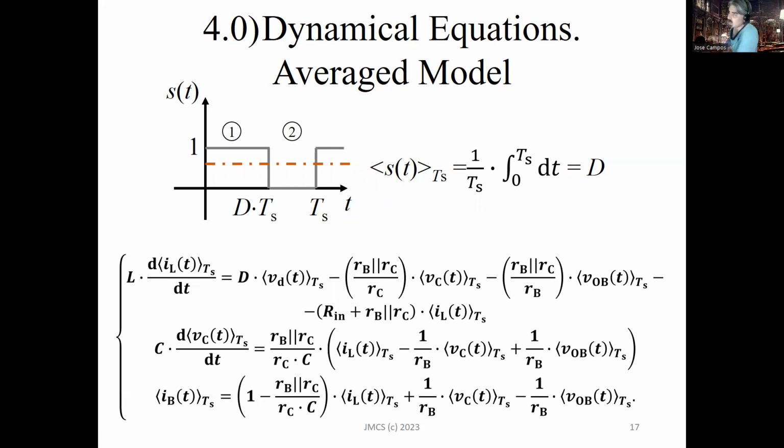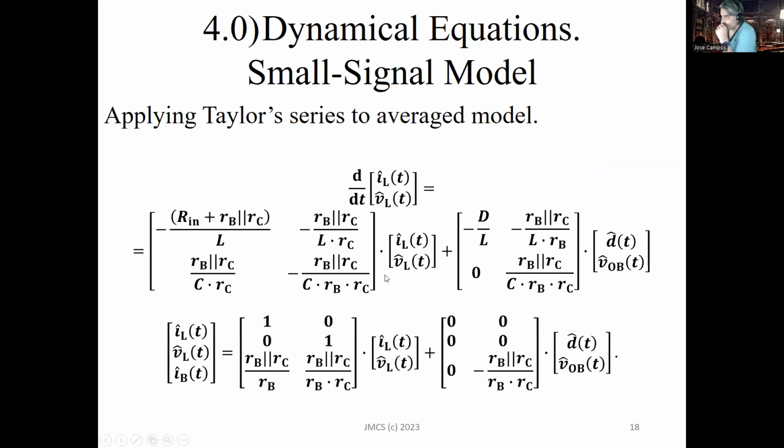Okay, now here we have the switching model and the average model. Finally, we can take this average model and apply the Taylor series, taking into account the small signal values in order to get the linear model. We can finally get a small signal model of the converter, including the battery charger. Once you apply this, you get this equation system, which represents a small signal model of the converter.